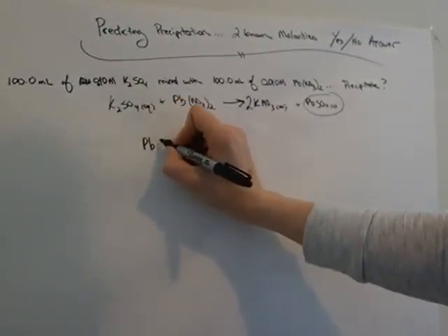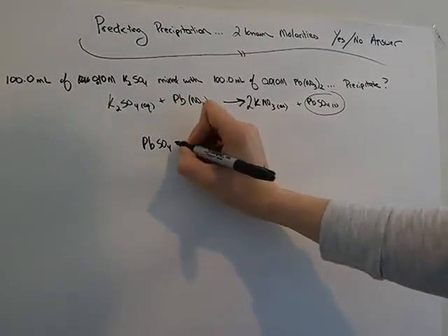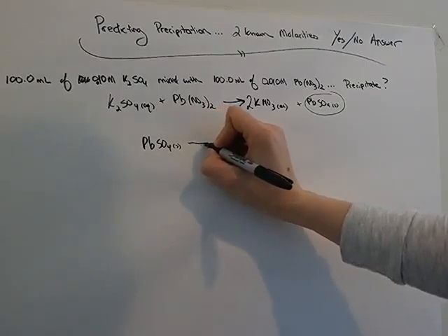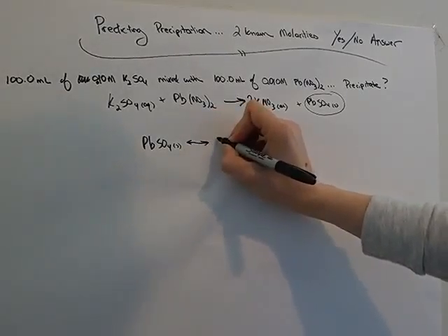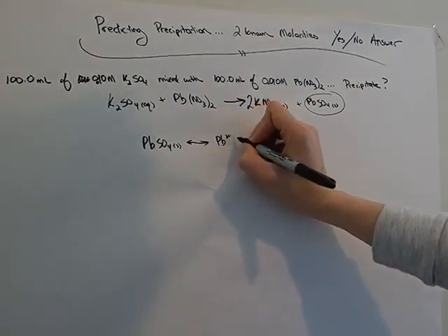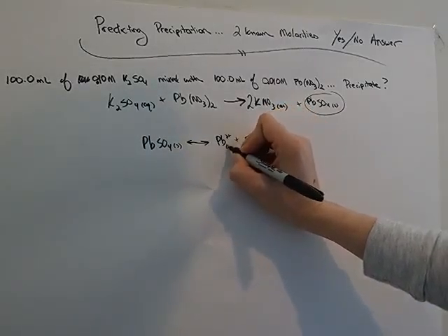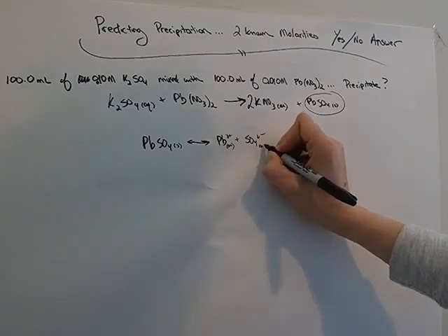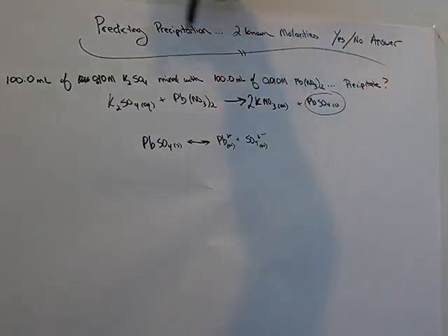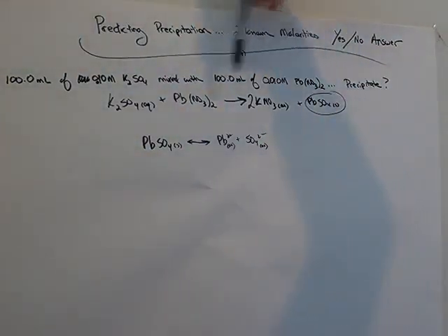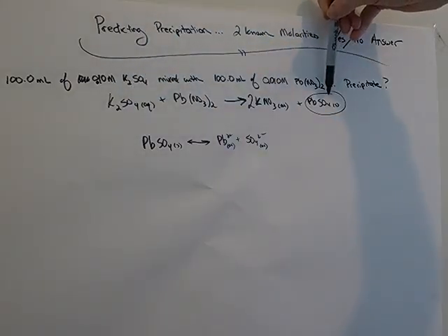So we know that lead sulfate is going to set up an equilibrium with itself, trying to dissociate. The majority of honor students, by the way, would take a look at this and just say, well, of course a precipitate is going to occur. You're setting yourself up for a double replacement reaction.